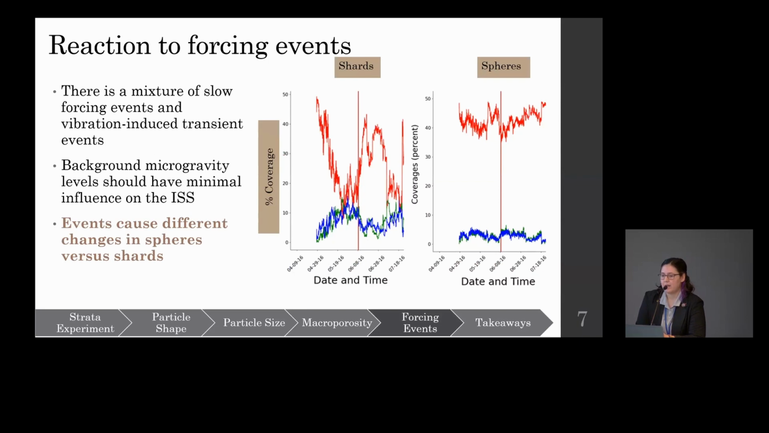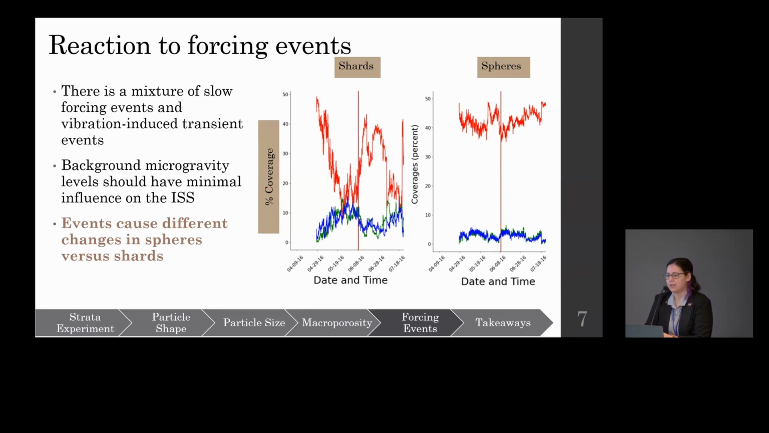Now, the last thing I'll talk about is the forcing events. We looked at a couple different types of events here. We had a mixture of slow forcing events, which are things like ISS reboosts or other events like that. A reboost is when the ISS accelerates in the direction of travel. It's been described as a sledgehammer type event, but it usually occurs over the span of minutes to hours.